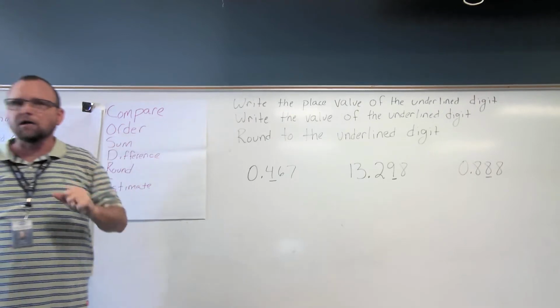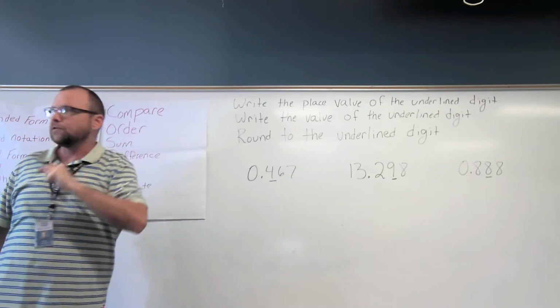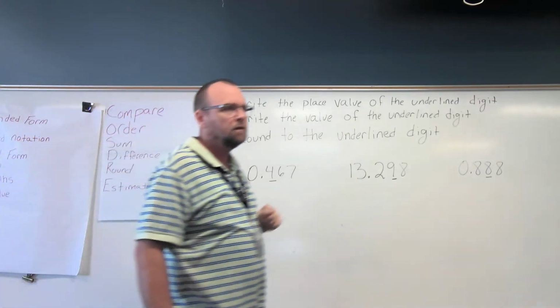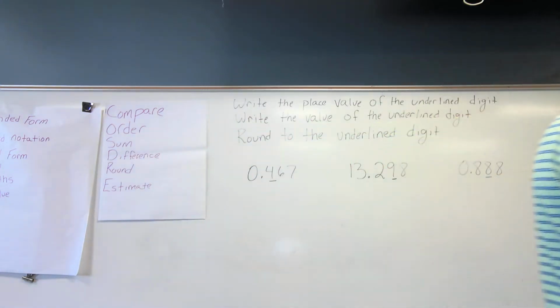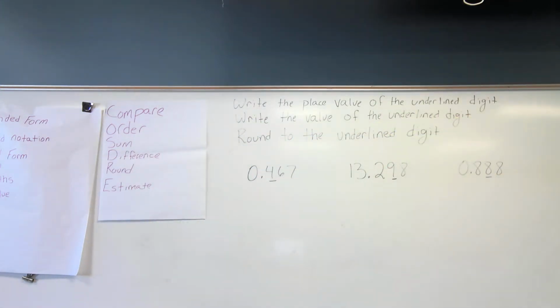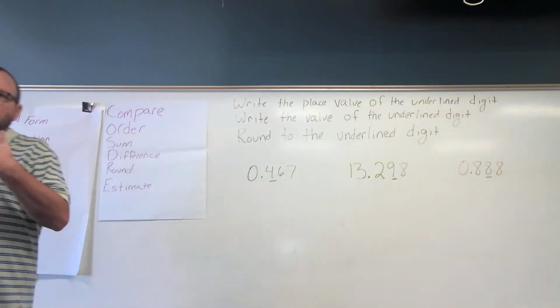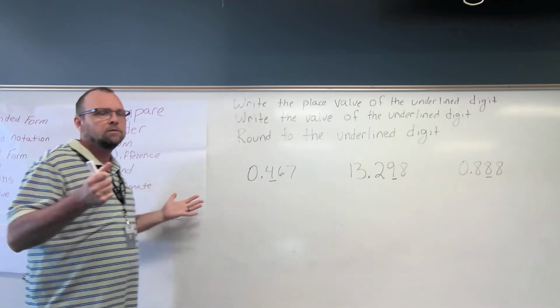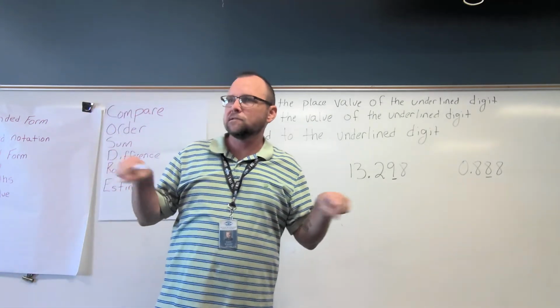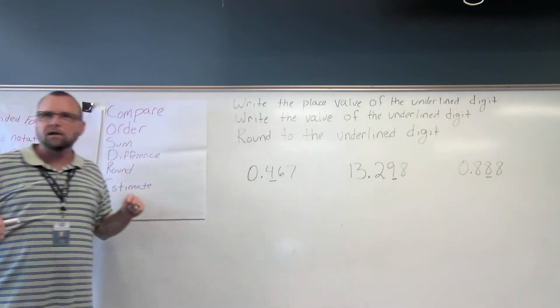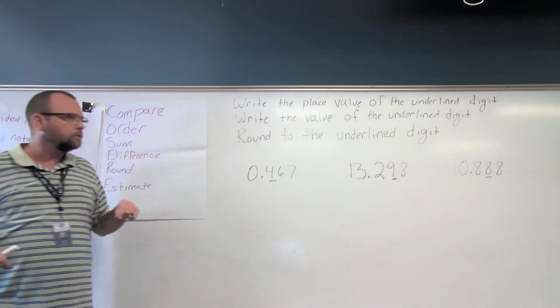Writing the place value of a number, writing the value of a number, and rounding to the underlined digit. Those are the three things that we need to know. And by the end of class today, I should be comfortable in saying that everybody knows how to round. That's the end game for today. That's where we're going to eventually get to.